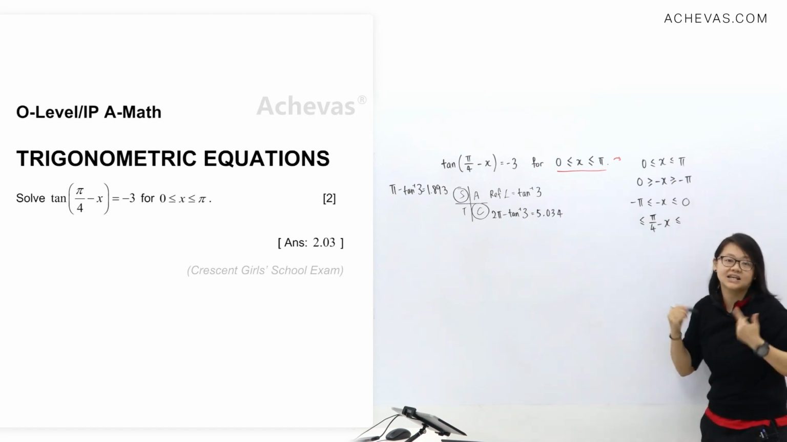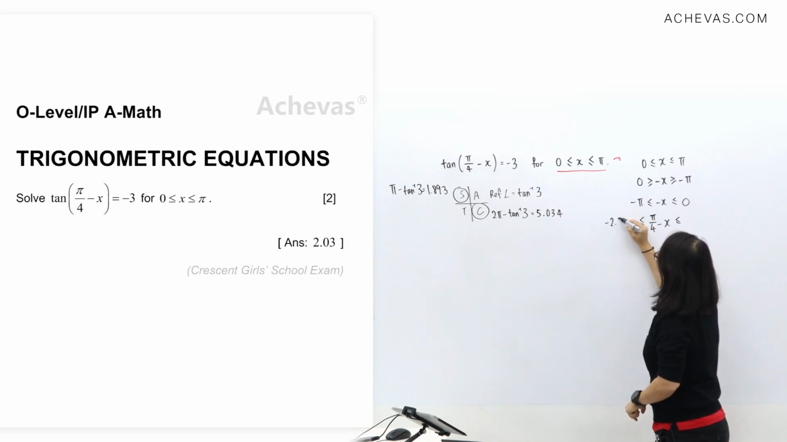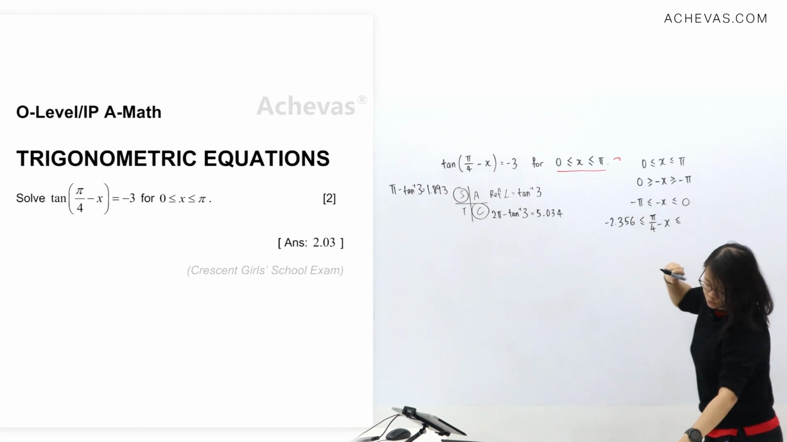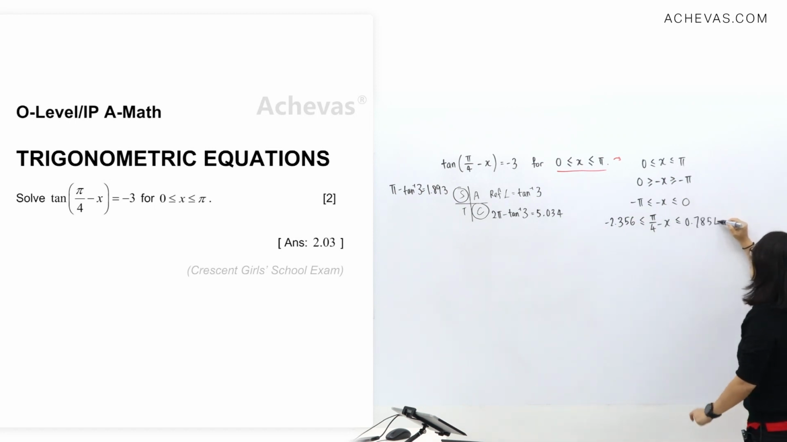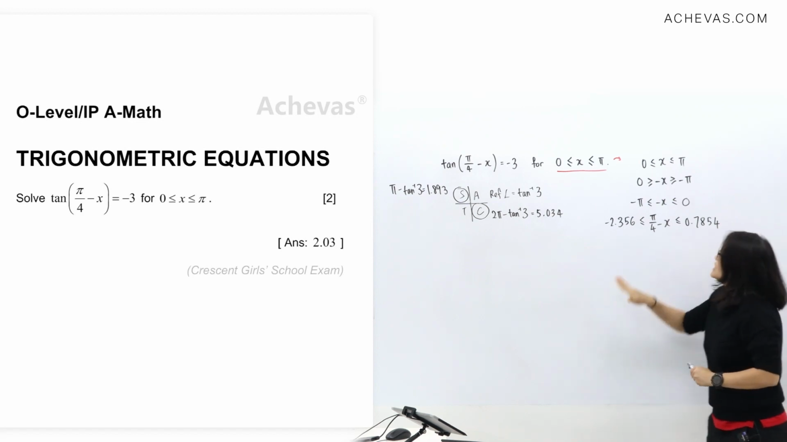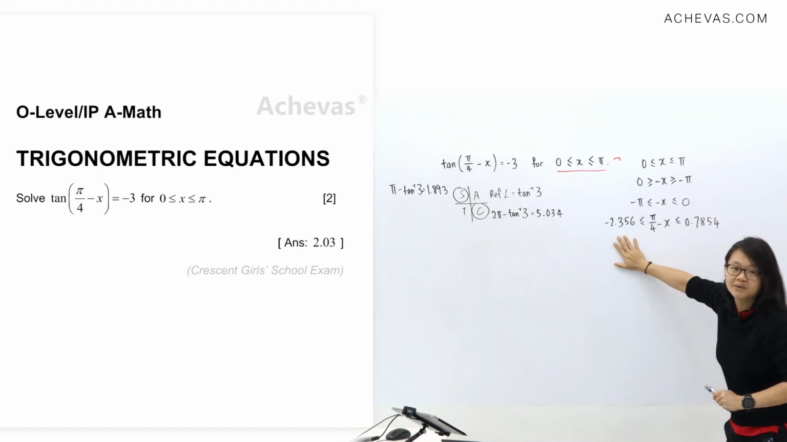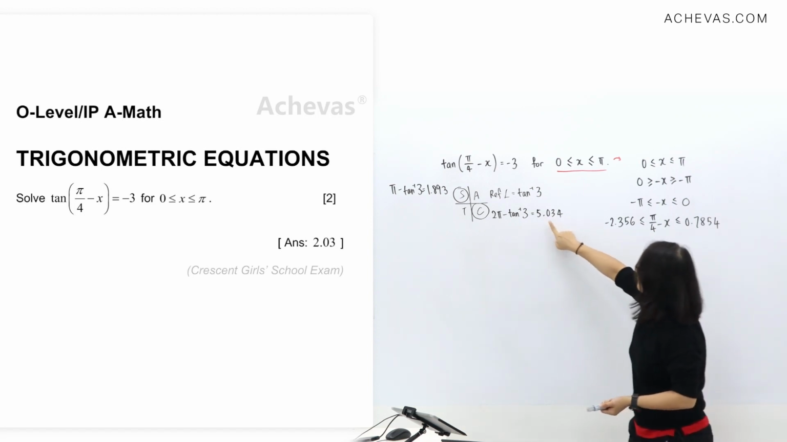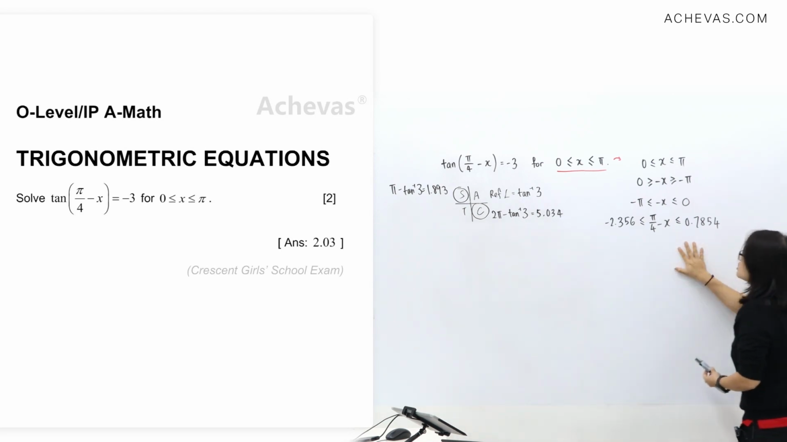Let me check my calculator. I want a decimal value. I'll get -2.356 to 0.7854. I need to provide my answer between these two numbers. Let's take a look at what we have here. 5 point something is not in this range. 1 point something is also not in this range.